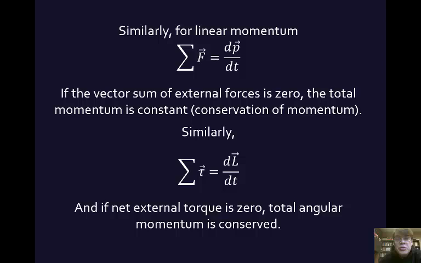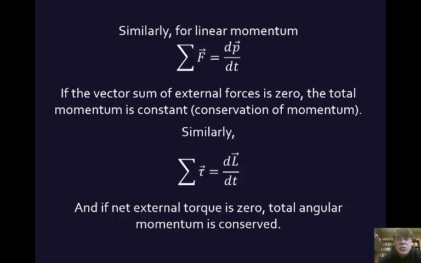So there is also this conservation law for angular momentum. If the net external torque is 0, then the total angular momentum for a body is going to be conserved. Okay, so that's the majority of what you should get out of the two sections that we're looking at here today.